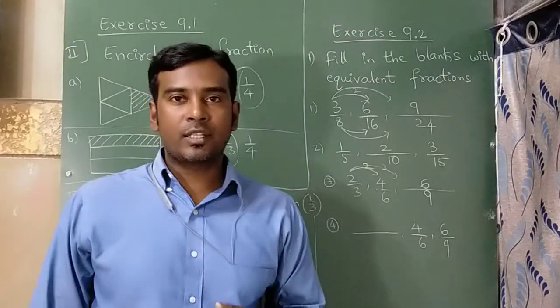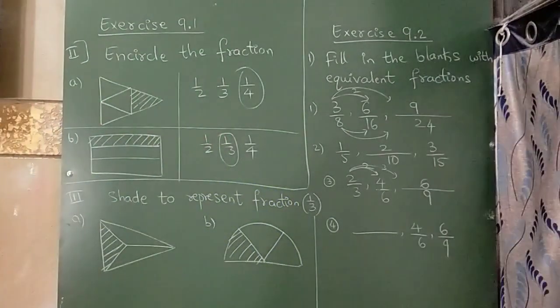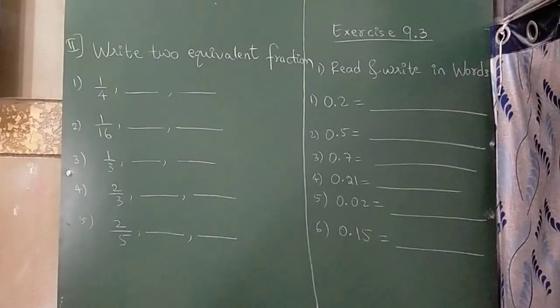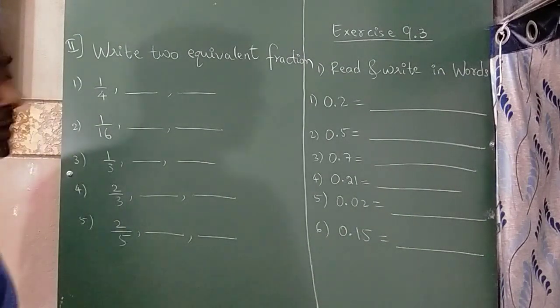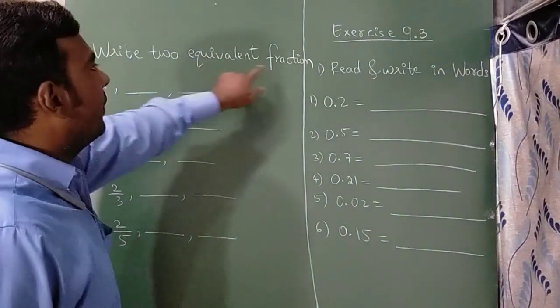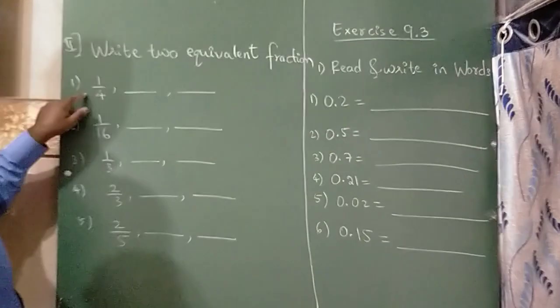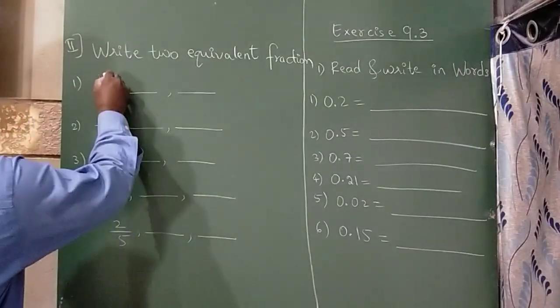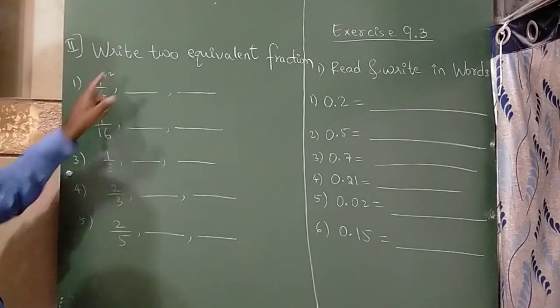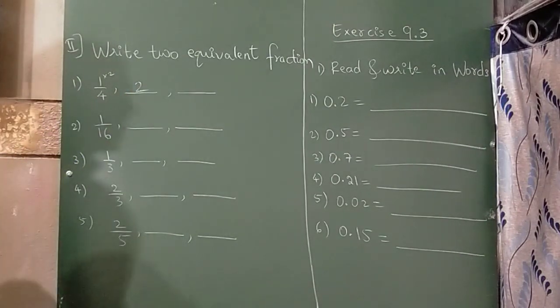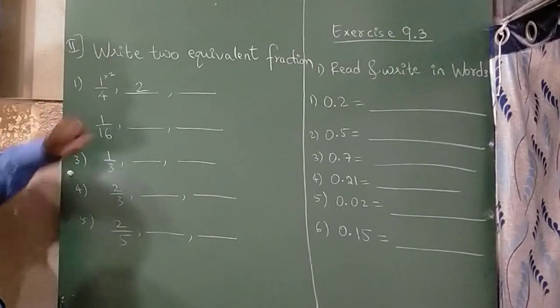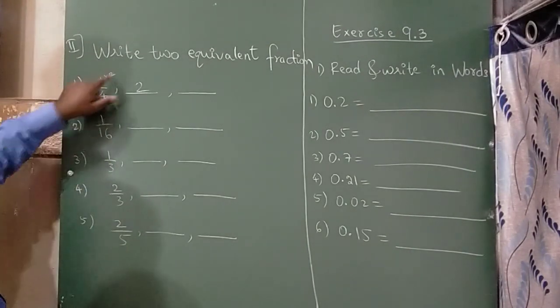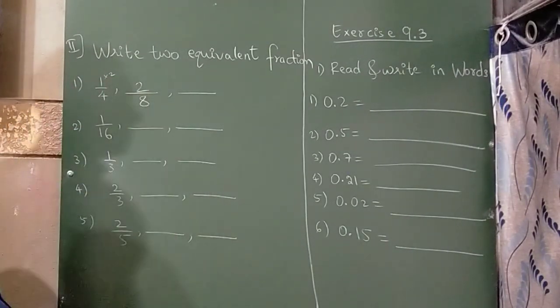Let's go to the next question. Now the next question is write two equivalent fractions. So one they have given here. It is 1 upon 4. If I multiply this with the 2, so 1 2's are 2. Same denominator also you need to multiply with that number. So 4 2's are 8.